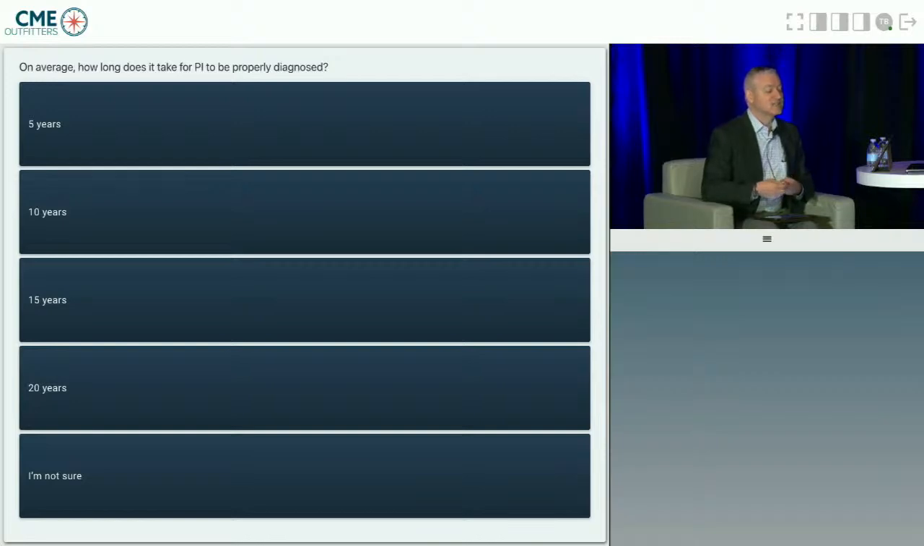Before we move on to the next section, we're going to do one more audience response question. On average, how long does it take for PI to be properly diagnosed? Is it 5 years, 10 years, 15, 20, or you're not sure?